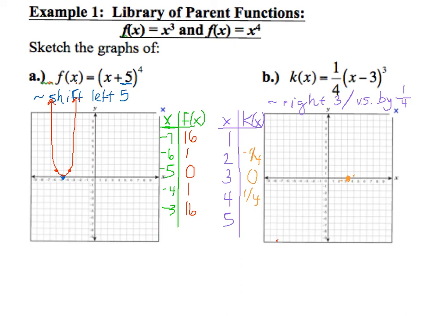And then if you plug a 5 in there, you're going to get 2 to the third, which is 8, times 1/4, which is 2. So you go over 5, up 2. And you're going to get a negative 2 when you plug in a 1. So we're going to go to the right 1, down 2. So if we plot these points, and you can plot more points if you like to get a little bit better graph, but there's your function for 1b.